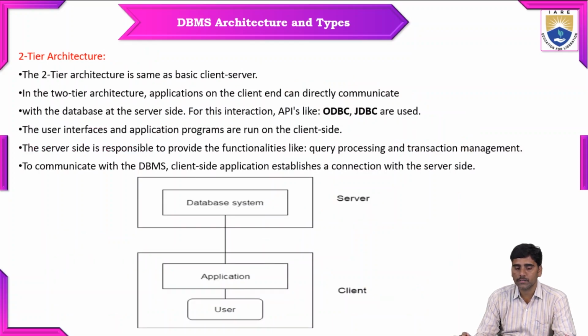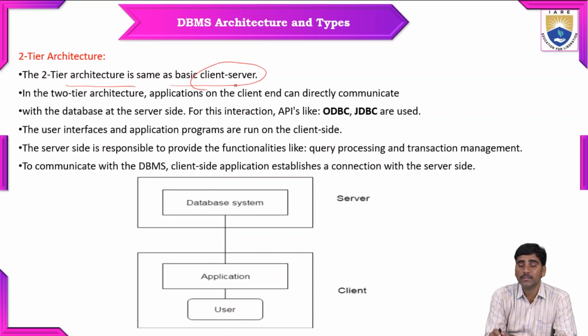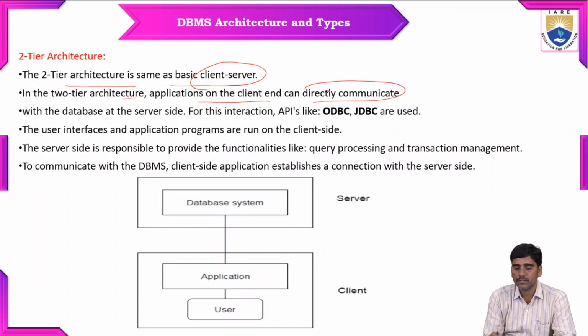And two-tier architecture. The two-tier architecture is the same as basic client-server. In one-tier architecture, no intermediate component is present. But in the two-tier architecture, applications on the client end can directly communicate with the database at the server side.